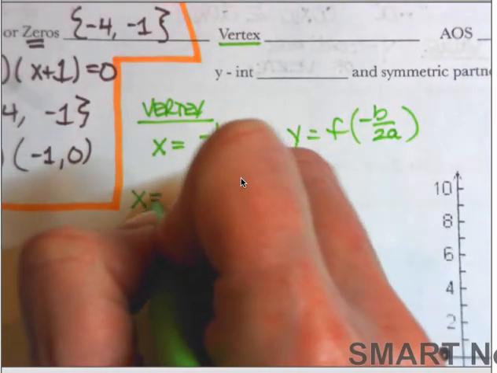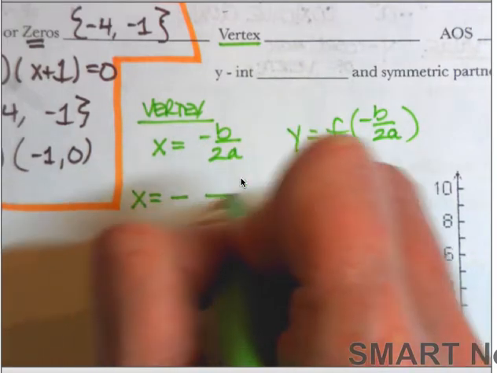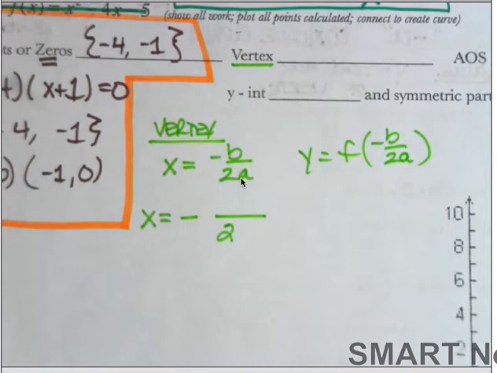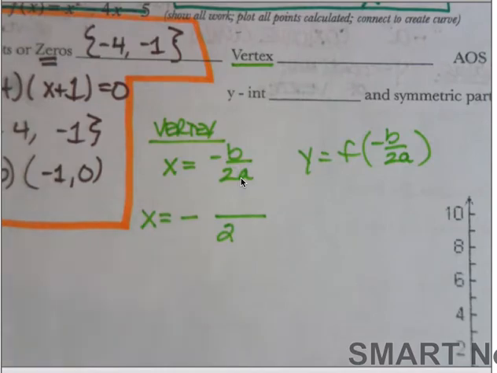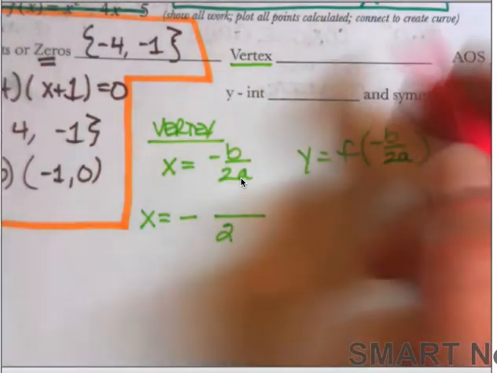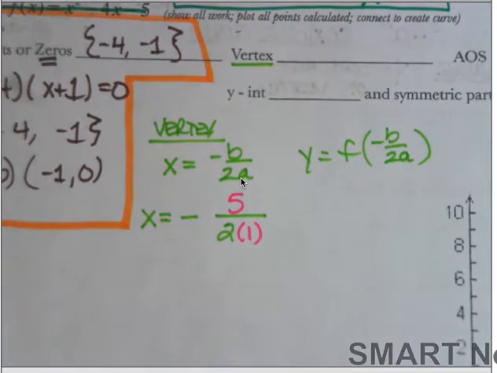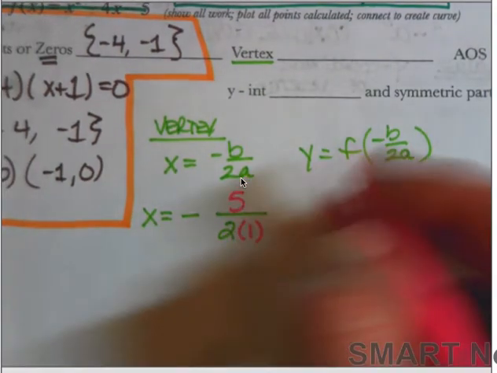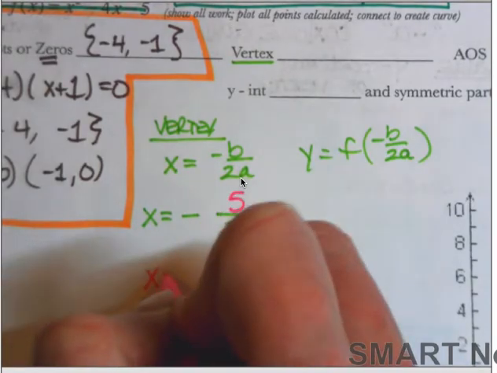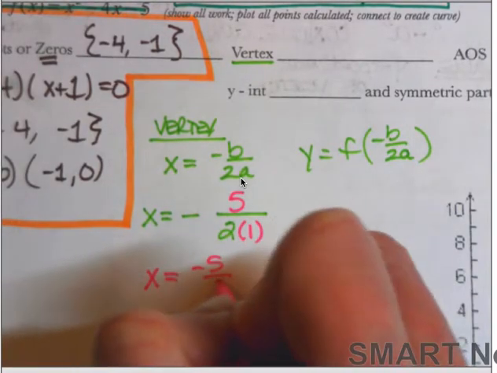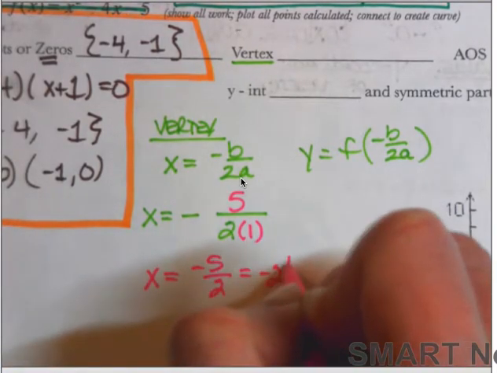So I've got my negative sign built into the formula, there's my fraction bar and the 2, and let me customize this to fit. B in this particular problem is 5, and A is 1. So that's really all I'm doing. So the x-coordinate for the vertex is -5/2, which is -2.5.